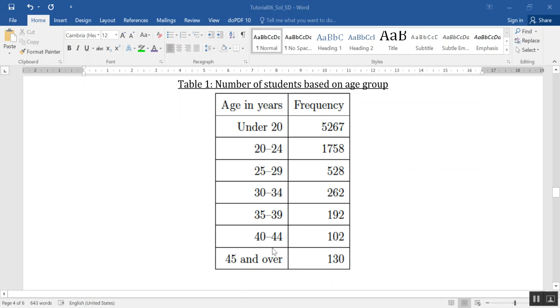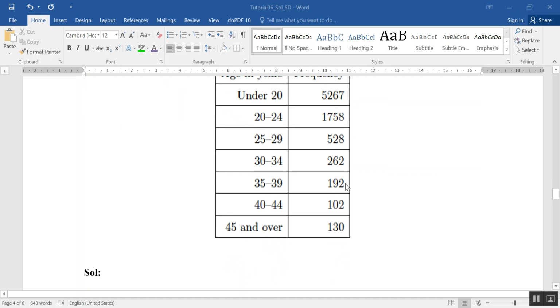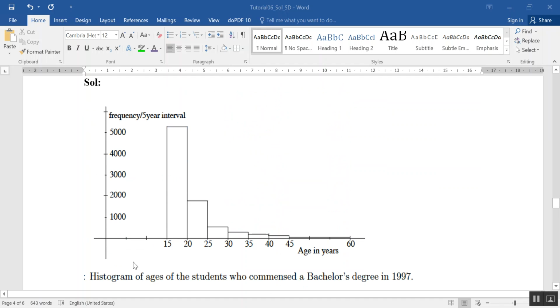And this is the class which is given to you, right? So you can plot this way, which is frequency and then age in years, all right? So basically here we put it as 15 because the interval below 20, every bar here is 5 years, right? So the next will be 15 and the following will be 10.